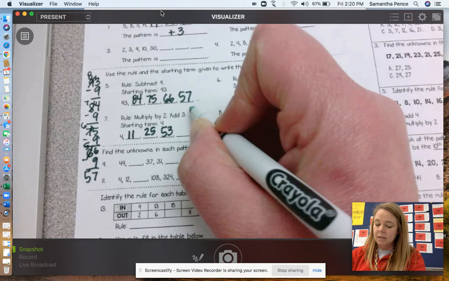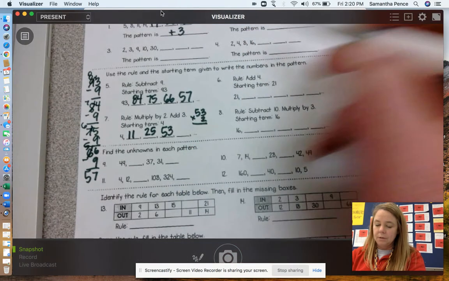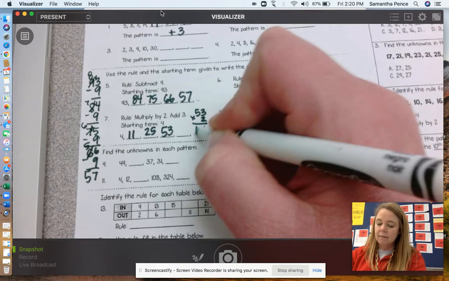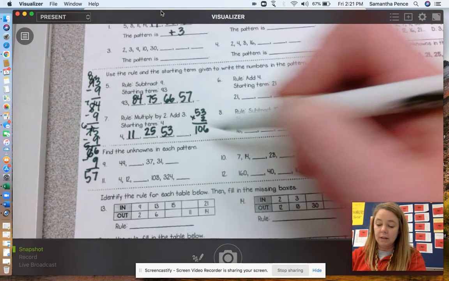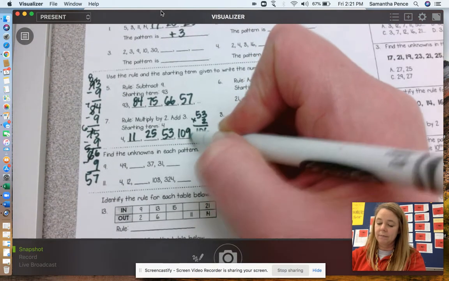And this last one, I'm definitely going to need to do some math. 53 times 2. So 3 times 2 is 6. 2 times 5 is 10. I have 106, but I have to add 3. 106, 107, 108, 109.